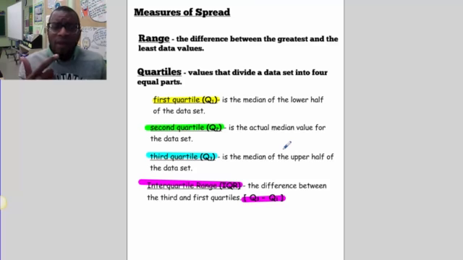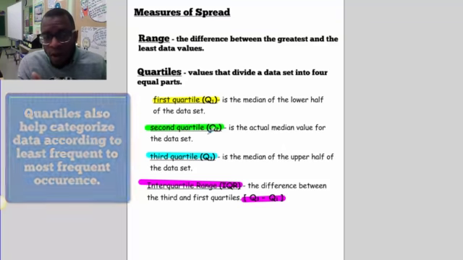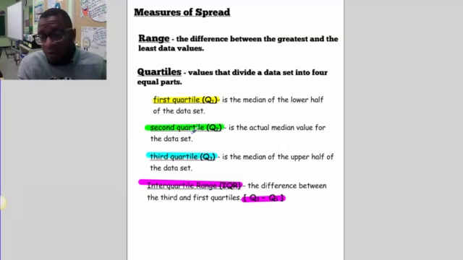Okay, and the next thing that I want to talk about is your quartiles. So quartiles are values that divide a set into 4 equal parts. Okay, and so the easiest quartile to get is the second quartile because that's the actual median value, which we found in the previous two examples. Okay, so you put your numbers in numerical order, and then you chop off one number from each end until you find your actual median value. Now, once you find this actual median value, which is your second quartile, or denoted as Q sub 2, then you want to find your first quartile.